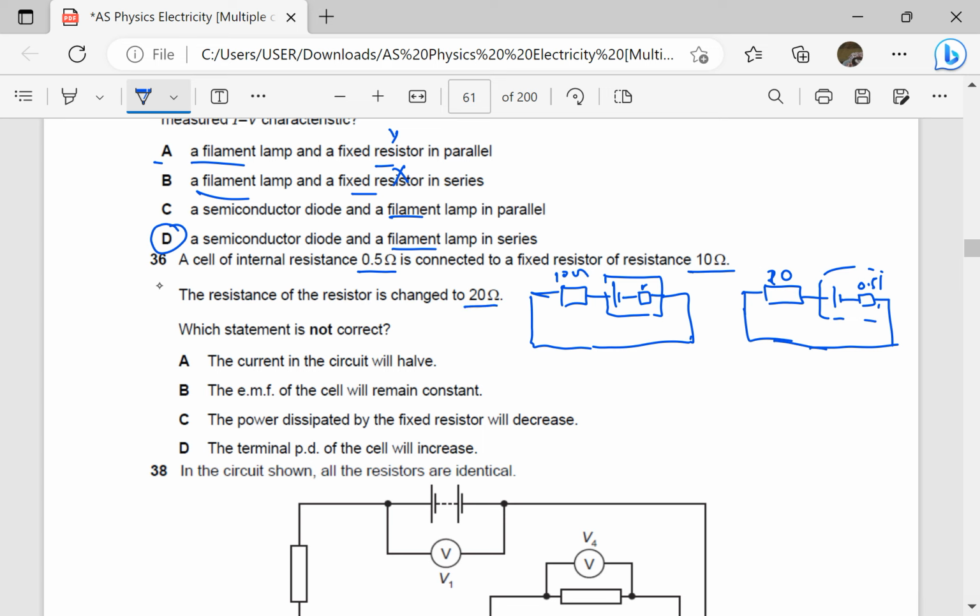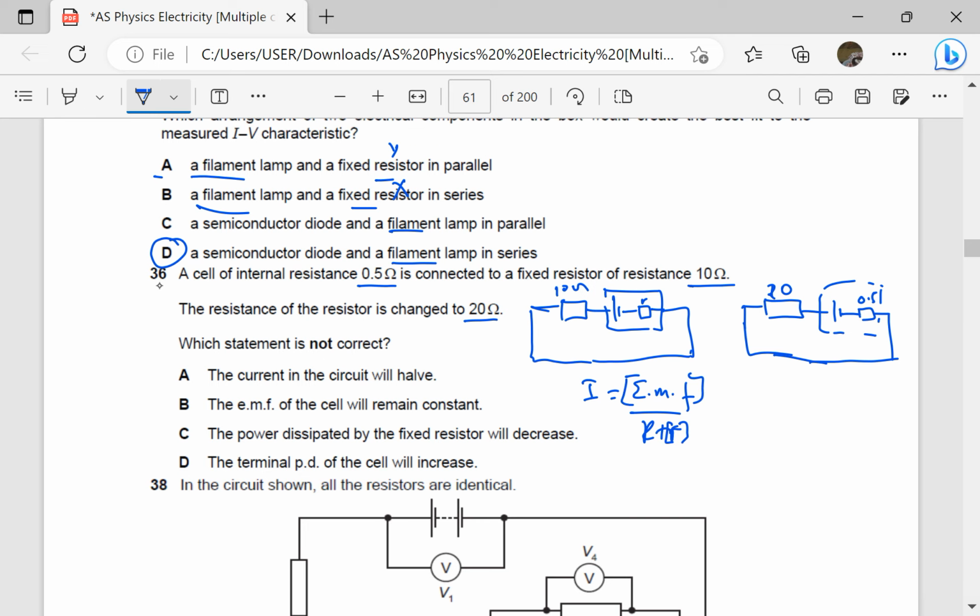Note that the resistance has been increased, so the current must be decreased. Is the current halved? Let's check. We know that e.m.f. is equal to I times (R plus small r), so the current is equal to the e.m.f. divided by R plus small r. We notice that small r has remained constant and the e.m.f. is remaining constant. It's only capital R which has been doubled. But because this is a sum, it doesn't mean the current has been halved, even though R is in the denominator. So this one is going to be wrong.